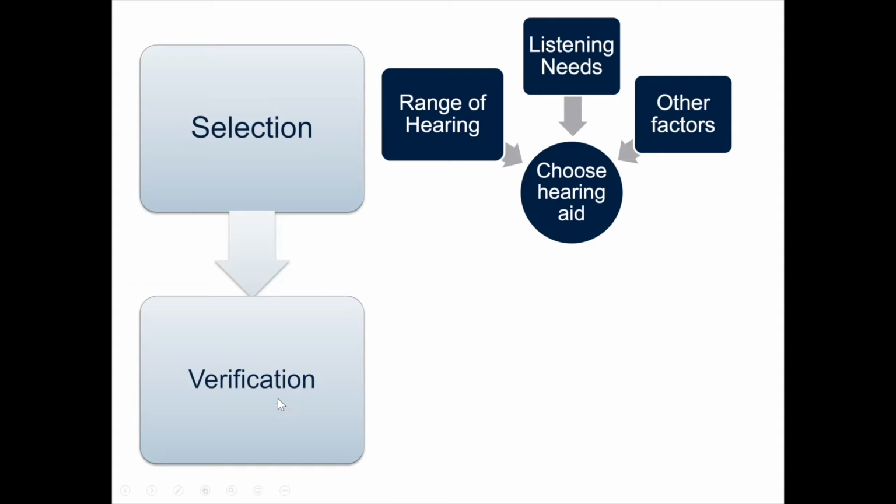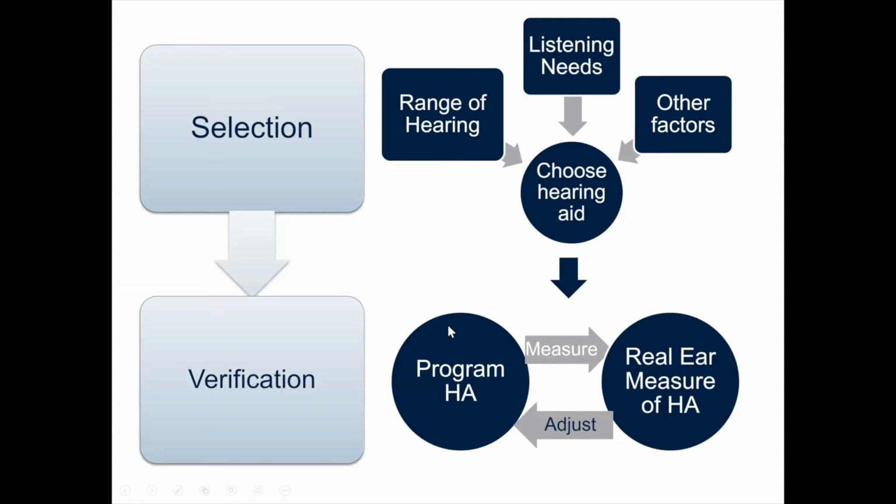And then we go through the process of verifying that hearing aid, which is a bit of an iterative process. We program the hearing aid, we make measures of it, and if we're not meeting targets, we go back and reprogram the hearing aid. So it's quite iterative until we reach the best verification.